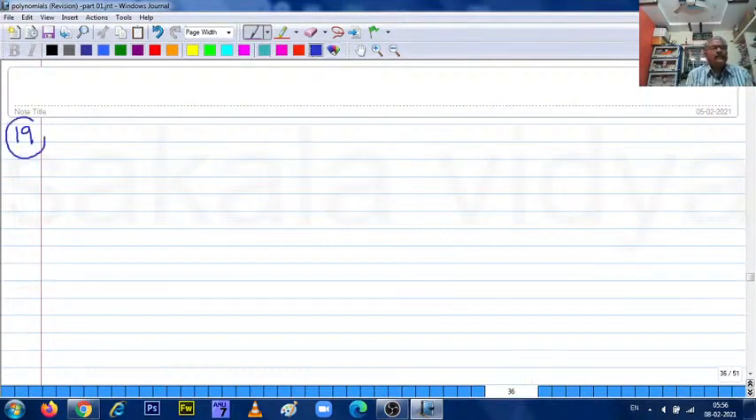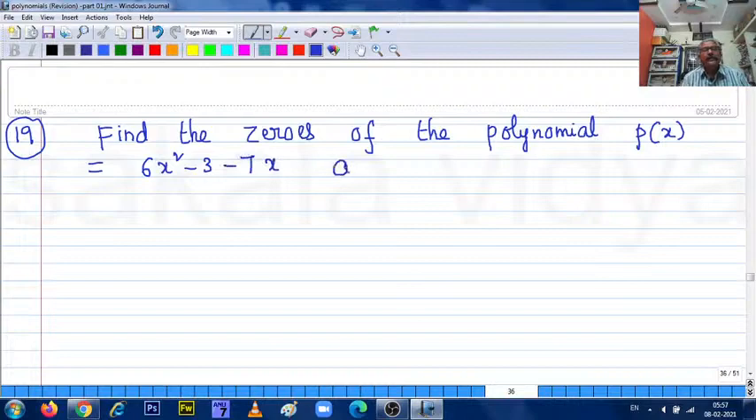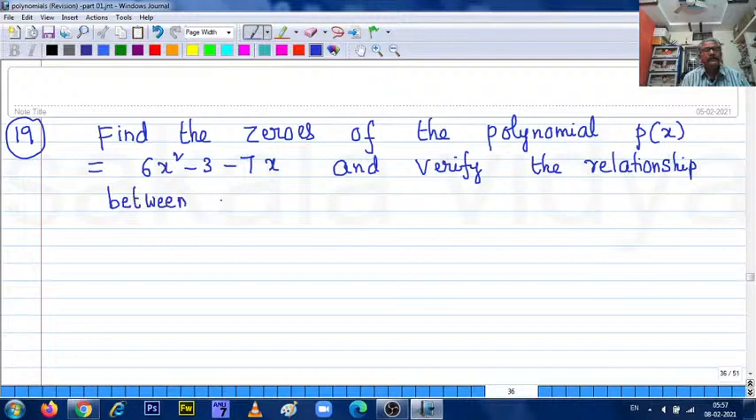So now let us move to the 19th question. Find the zeros of the polynomial p of x equals 6x square minus 3 minus 7x, and verify the relationship between zeros and coefficients.